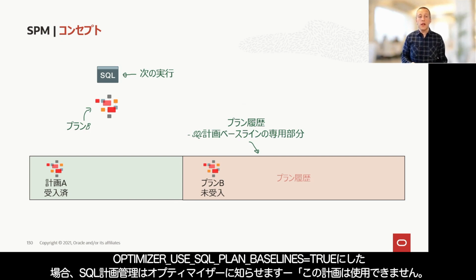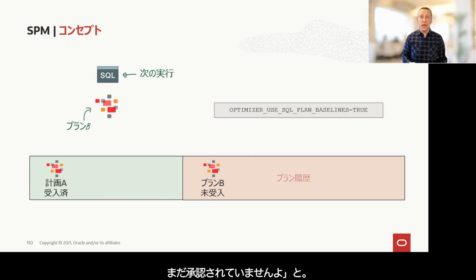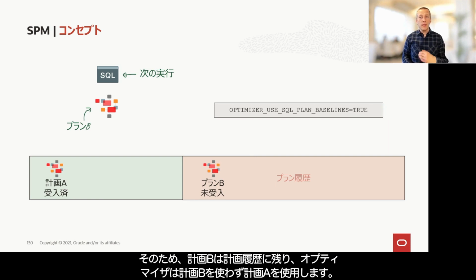If you set optimizer_use_sql_plan_baselines to true, SQL plan management will now tell the optimizer, you cannot use this plan. It hasn't been accepted yet. So Plan B stays in the plan history. Optimizer discards Plan B and uses Plan A instead.